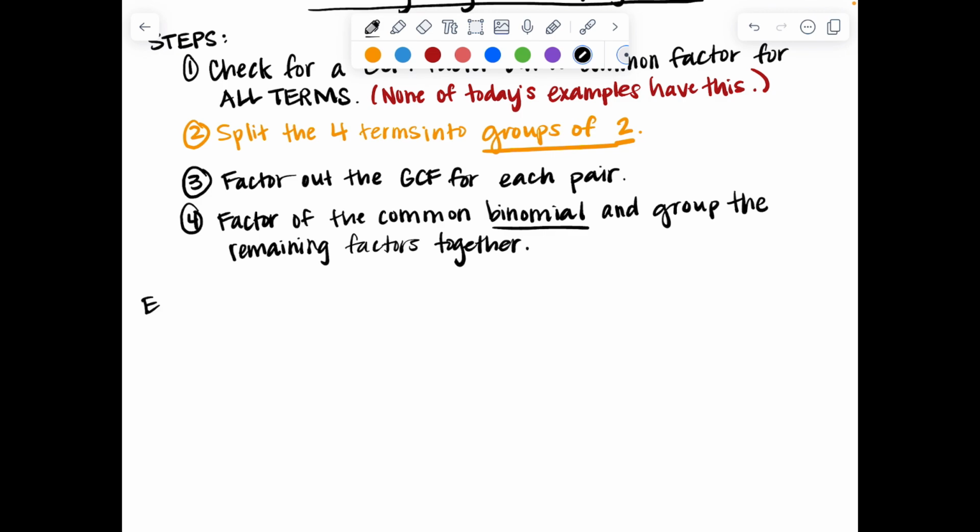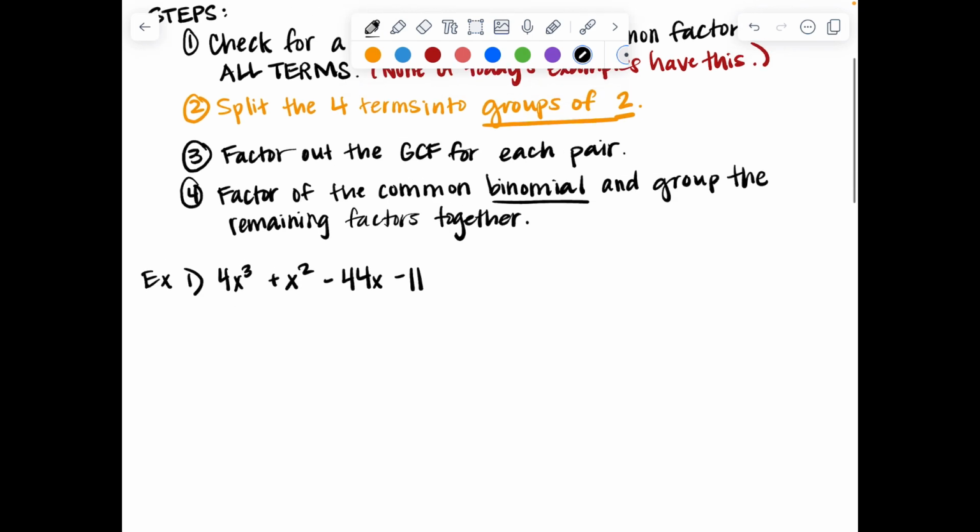So here's your first example. So your first step would be to check for a common factor for all 4 terms, but like I said, none of our examples today will have that. So we go to the second one, which is to split the 4 terms into groups of 2. So if there's a minus sign in the middle there, remember you're splitting it before the minus sign because the negative is attached to the 44.